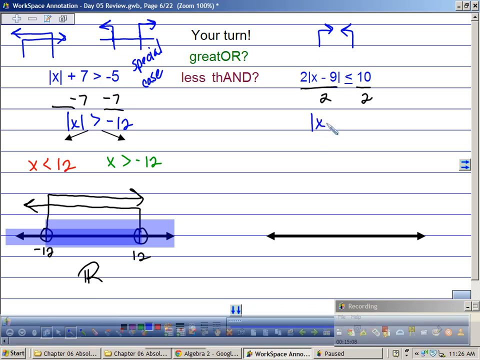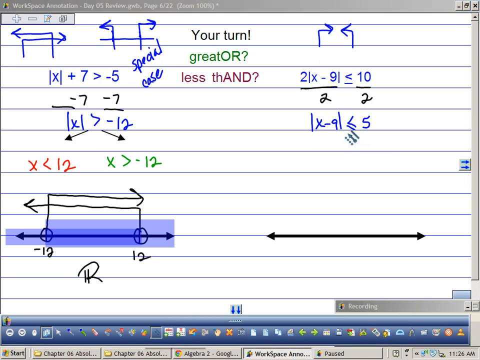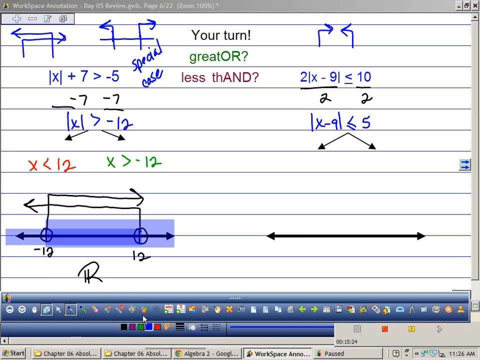The absolute value of x minus 9 is less than or equal to 5. Okay, what's my second step? So what am I going to have in the positive direction? X minus 9, yes. Okay, and what about in the negative direction?